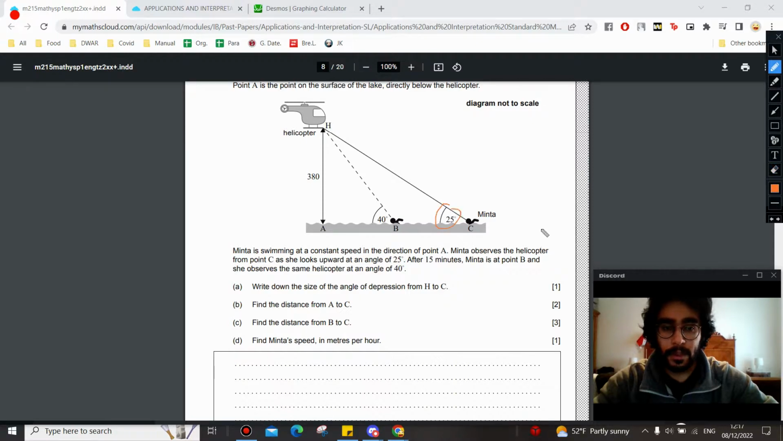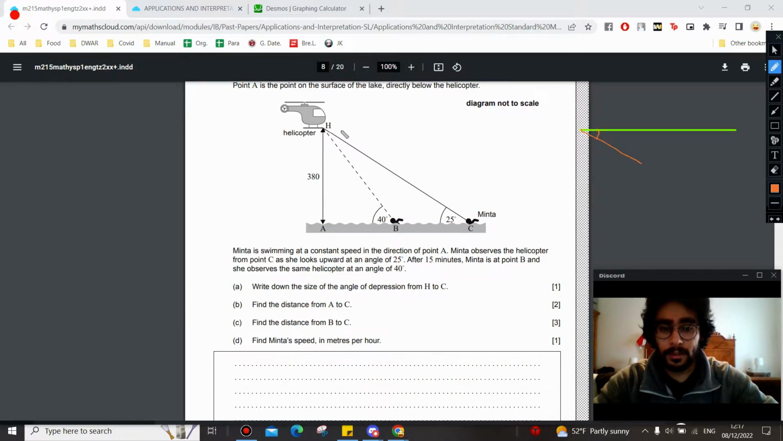It's given here. Okay, after 15 minutes, Minta is at point B. So 15 minutes pass, and we are already at point B. And she observes the same helicopter at this angle. That's also fine. Question A: write down the size of the angle of depression. Angle of depression means the angle that goes downward. Okay, so this would be our angle.